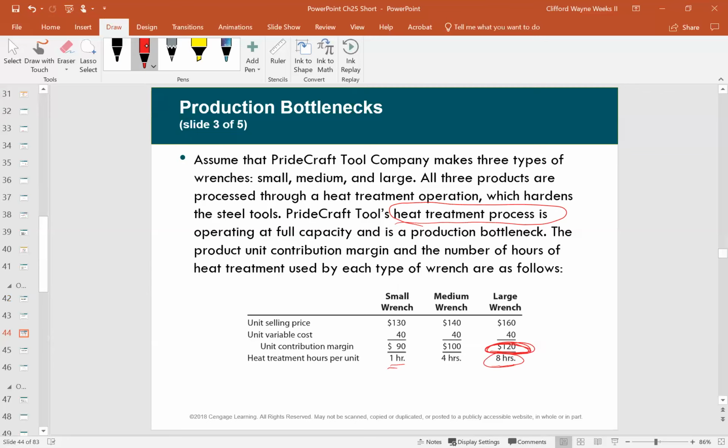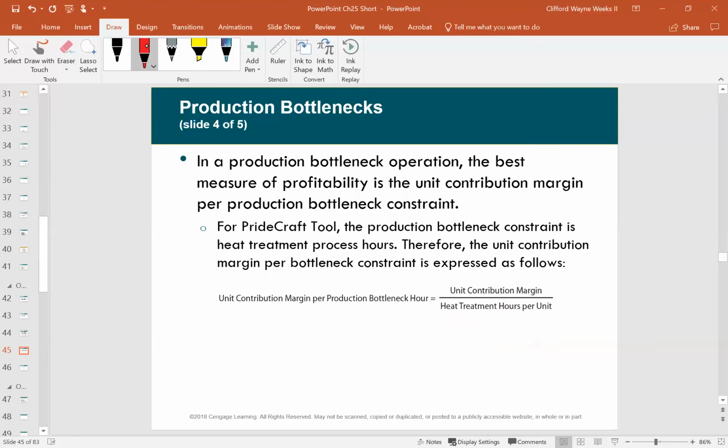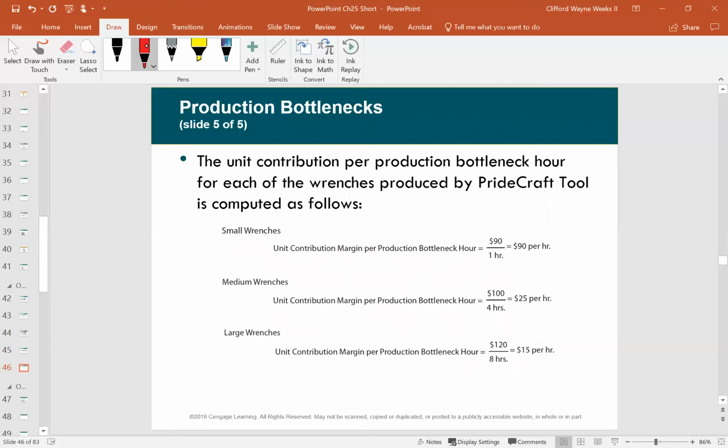And so to maximize profit, we're going to look at them as a contribution margin per bottleneck hour. That's what they've done here. If you look, you can see that when we take that constraint into account, we can make 8 small wrenches in the same time it takes to make 1 large wrench. So we can see that at the bottleneck, the small wrench is more profitable than the large wrench.